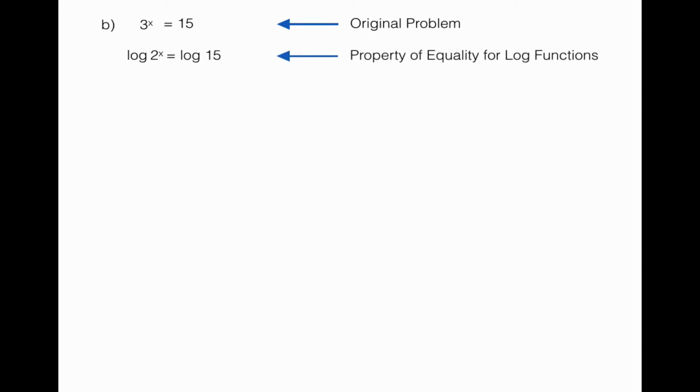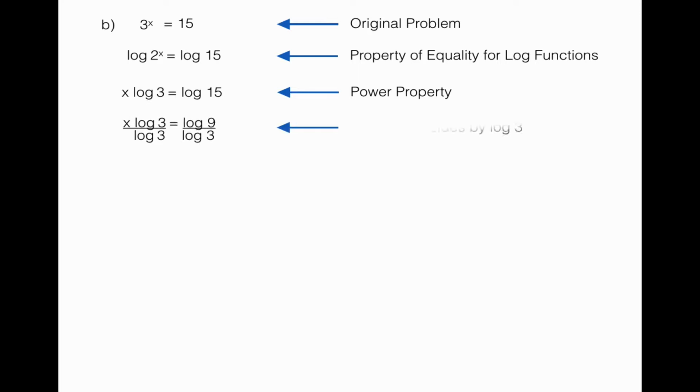And so another one, 3 to the x equals 15. Again, I don't know. So I can take the log of both sides, and that's called the property of equality for log functions. And I can use the power property again, and I bring my x down to the front as a coefficient, and now I can just divide by this log of 3 on both sides.